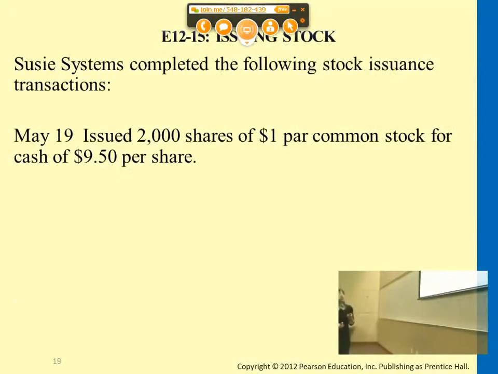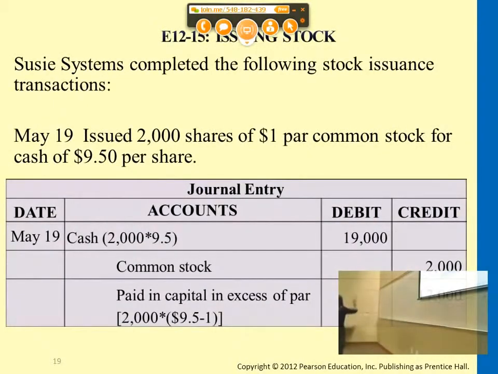Okay, so for this transaction, May 19th, there will be three accounts here. Debit cash, 2,000 shares times the issue price. Credit side, common stock is always the number of shares times face value, if there is one face value. And the excess over par, market price minus face value, $8.50 times the number of shares. So there's a premium of $17,000, and there's common stock, face value times shares, 2,000. If we were to post this to T accounts, right-hand side common stock 2,000, paid-in capital in excess of par $17,000.